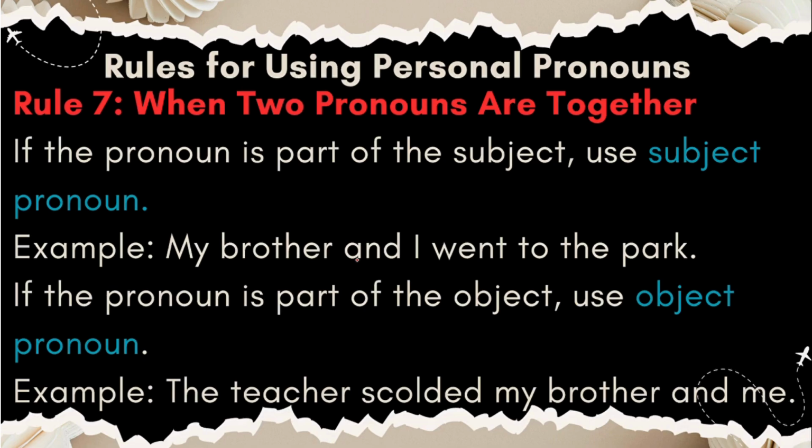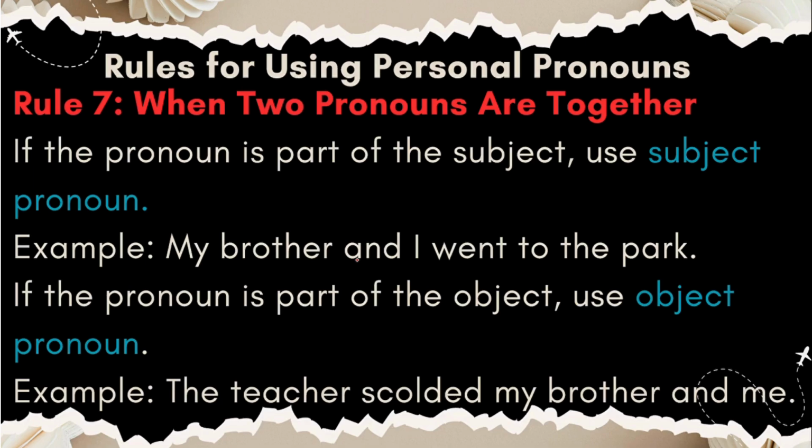Now, if the pronoun is part of the object, use object pronoun. For example, the teacher scolded my brother and me. My brother and me are together. They are object pronouns, right? The doer of the action here is the teacher, which is the subject of the sentence, right? The teacher scolded my brother and me.